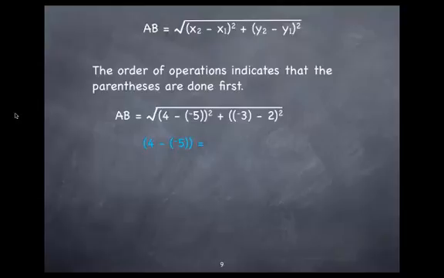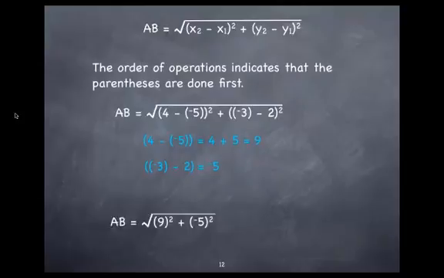out of our equation. 4 minus a negative 5 is the same as 4 plus 5, which is 9. Negative 3 minus 2 is negative 5. So we have now 9 squared plus negative 5 squared.